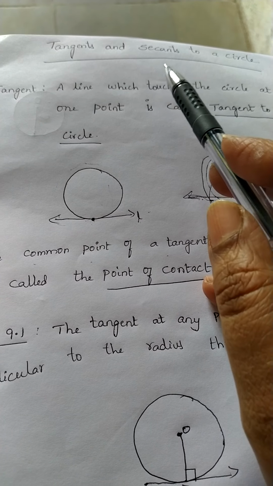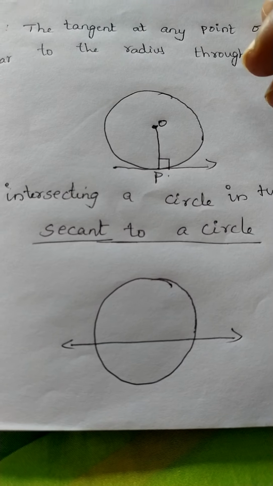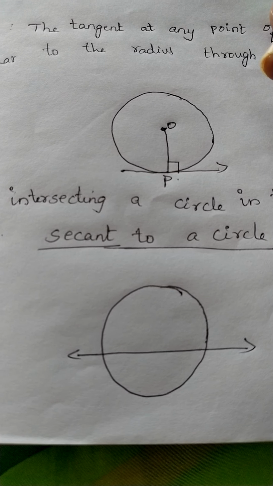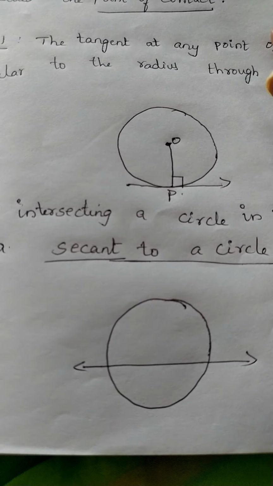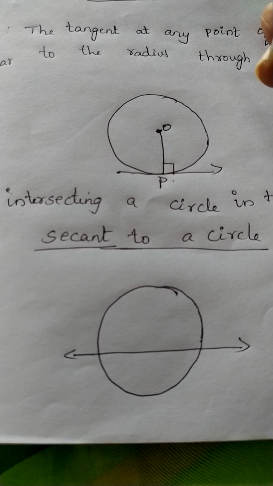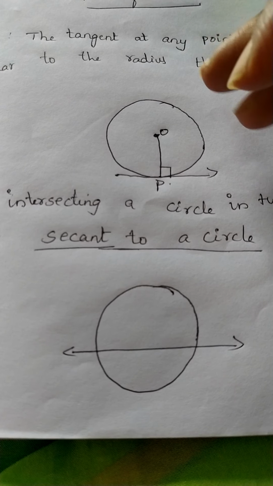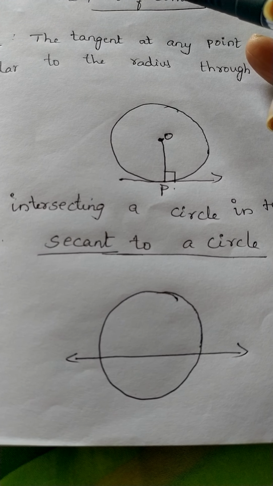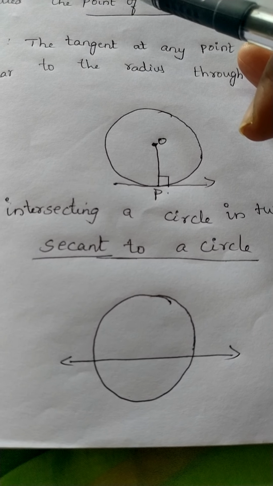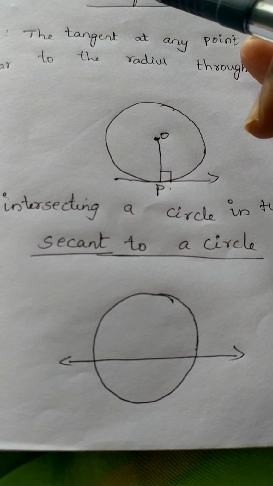Then come to secant. What is a secant? If you observe this figure, the line is intersecting the circle in 2 points, right? So, if a line intersects the circle in 2 points, it is called a secant to a circle. There is a difference between tangent and secant. A tangent touches the circle in 1 point, whereas a secant intersects the circle in 2 points.